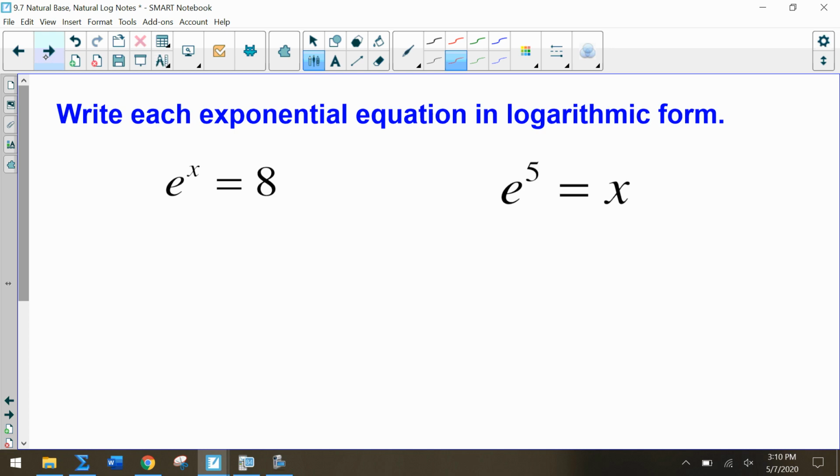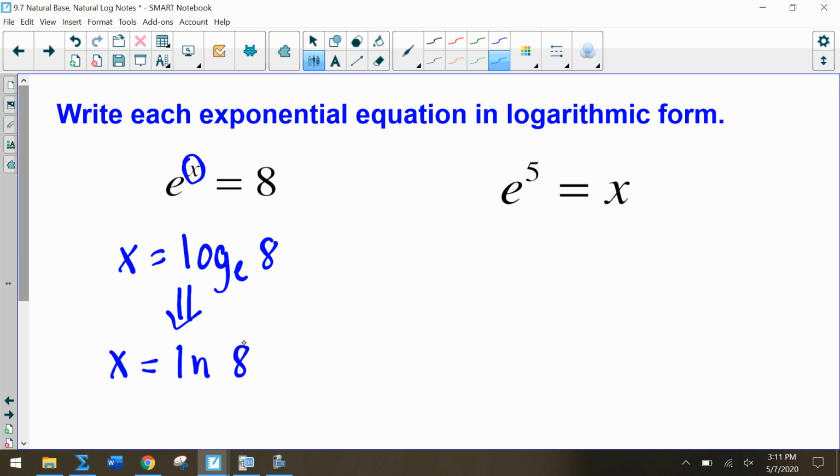Let's go to the next slide. So we're going to write each exponential equation in logarithmic form, and then we're going to solve for x. So if we have e to the x equals 8, I want to solve for x. So x equals, and we can actually write it as log base e of 8 first, but then we can change log base e and just to ln of 8. Okay, so ln of 8.